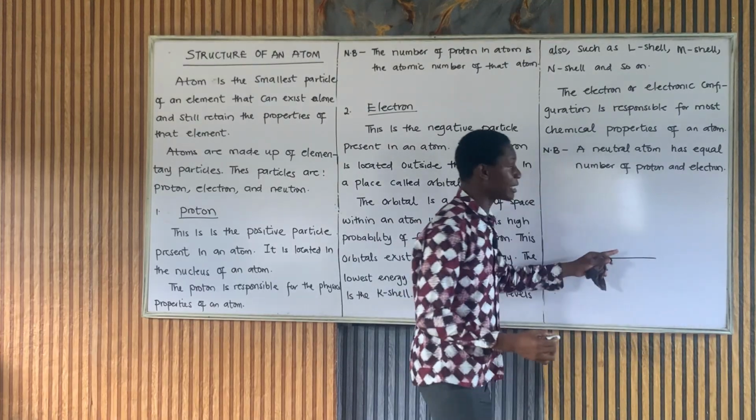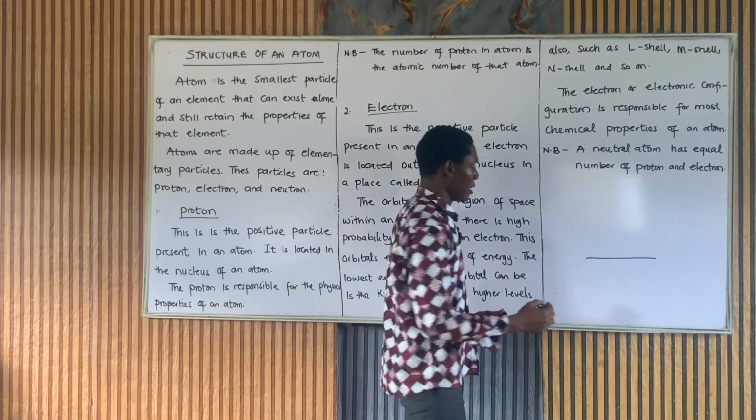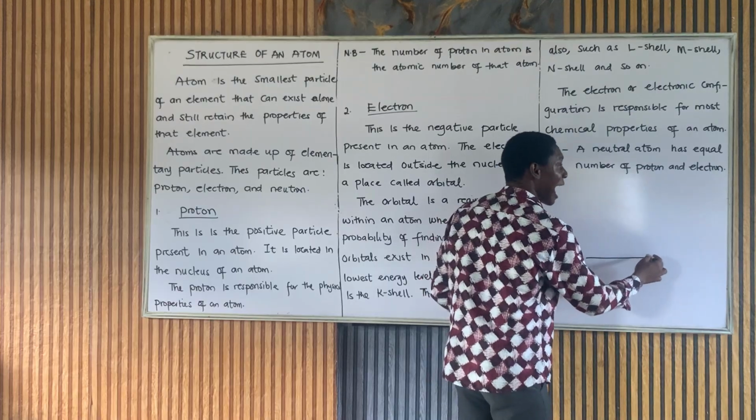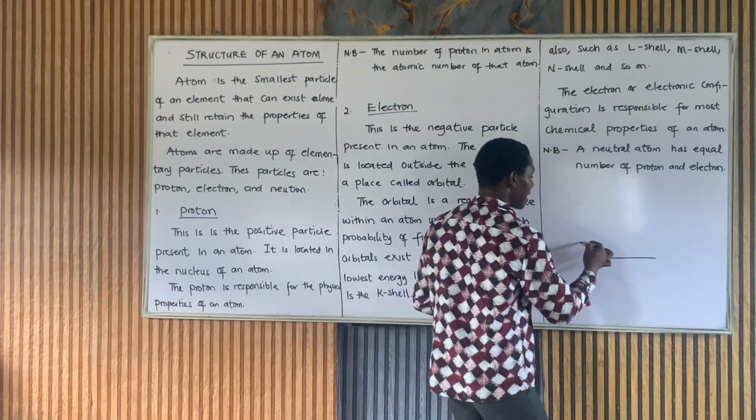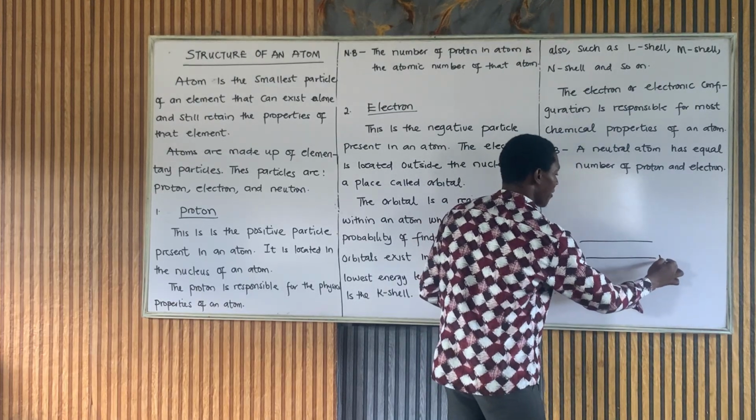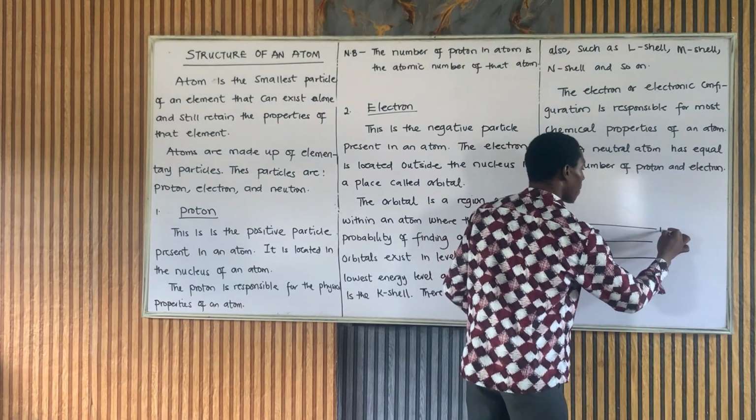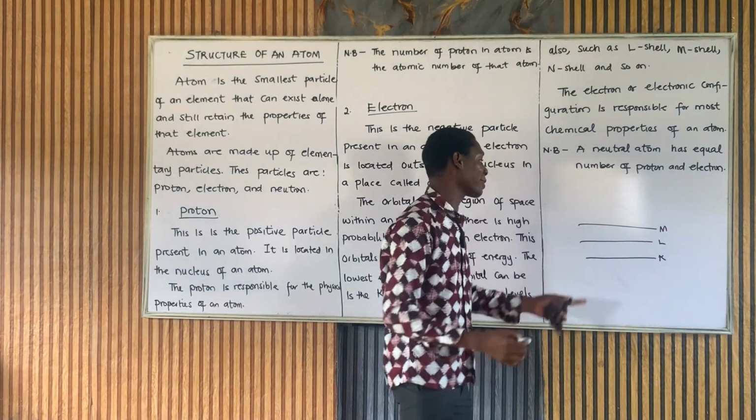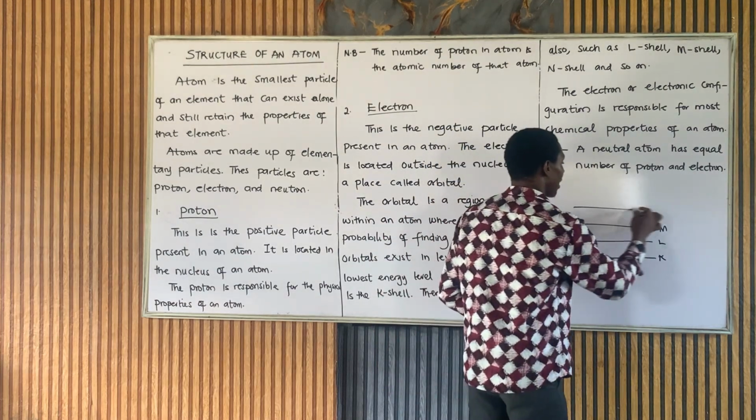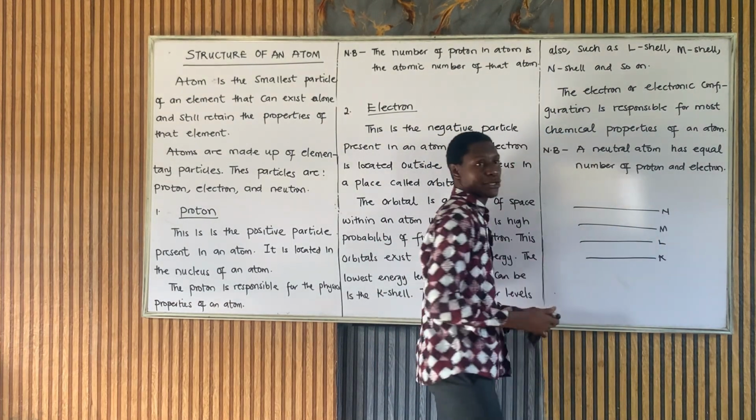For instance, the lowest level is the K shell. Orbitals that are found there have a lower level of energy. We have the next one, which is L. This is the K, for instance, and this is L. Then we have another one, which is the M. Orbitals that are here have more energy than orbitals that are here. On and on, N, and continuously.